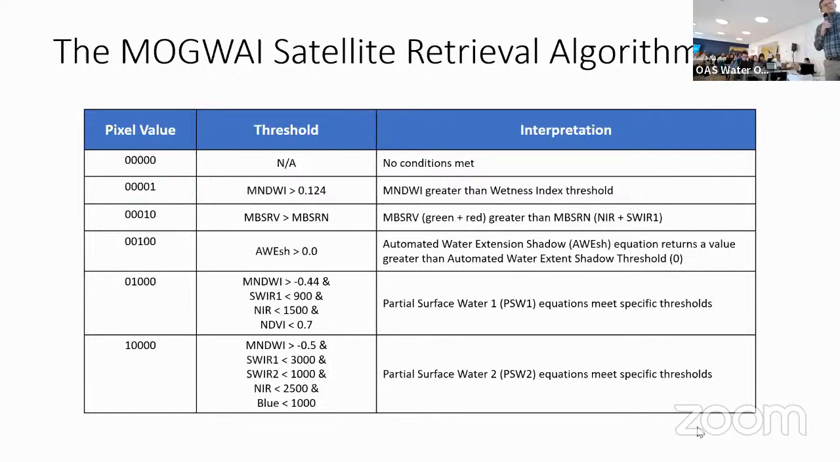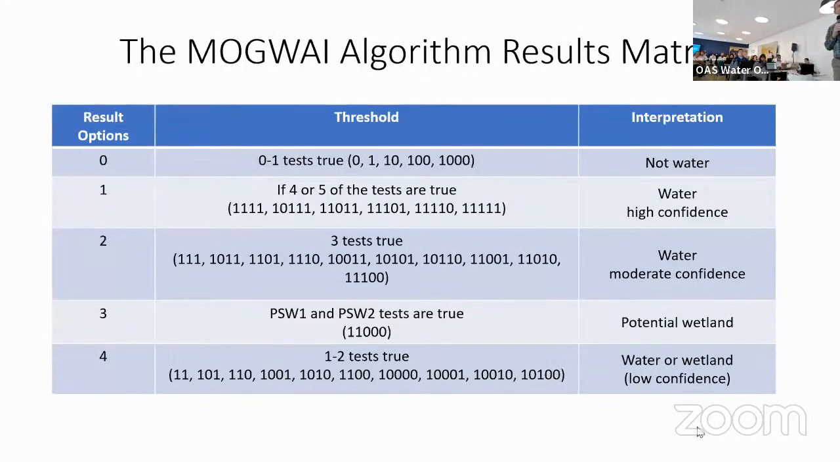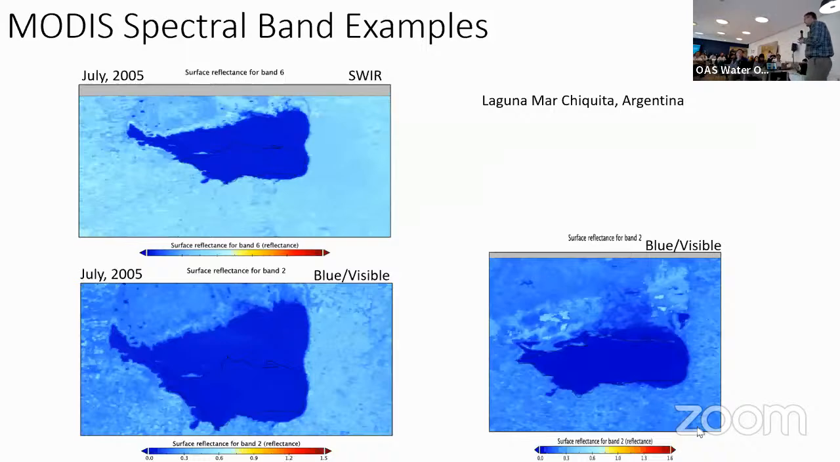Same with these tests. Again, if we pass this one, then it's 1,000, and then this one is 10,000. Again, we're just labeling each one of those digits as a flag. And then there's a bunch of if-then tests here. If these are passed here, then in reality it's probably not water. But if you get 4 of the 5 tests, then it's probably water. So this is just our matrix. Fairly simple. The goal at the end is we're trying to identify water.